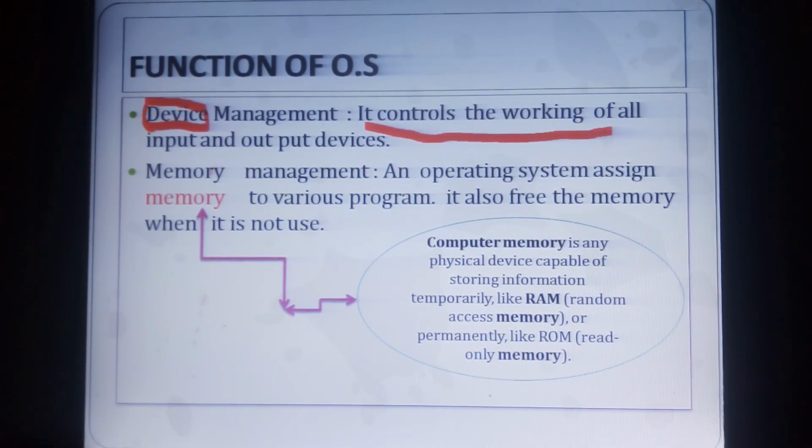Now coming to the next point, memory management. Children, you may not understand these things. Memory management, maybe in standard 4 we have already discussed what memory is. Once again I will tell you, computer memory is a physical device capable of storing information temporarily or permanently, like RAM or ROM. RAM is random access memory, and ROM is read-only memory. So in this type of management, the operating system assigns the memory to the various programs.